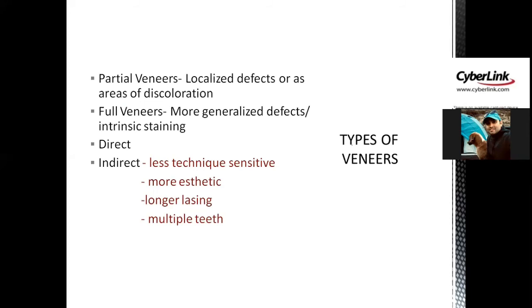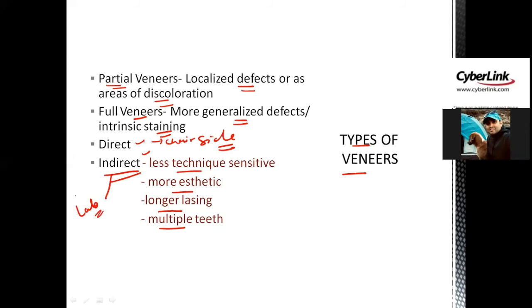Now there are various types of veneers. Partial veneers may be used for localized defects or areas of discoloration. Full veneers are used when more generalized defects are present, and if there is intrinsic stain. And direct and indirect. Direct is chairside, and indirect are less technique sensitive, more aesthetic, longer lasting, for multiple teeth. That means we have to prepare it in the lab.